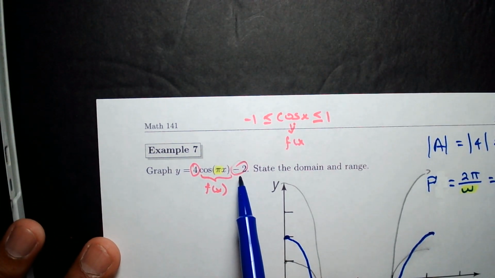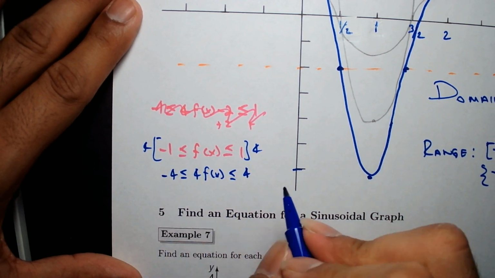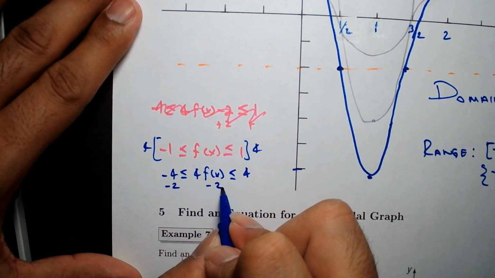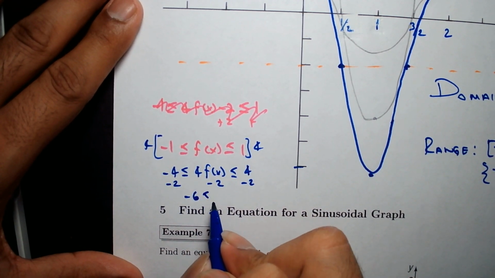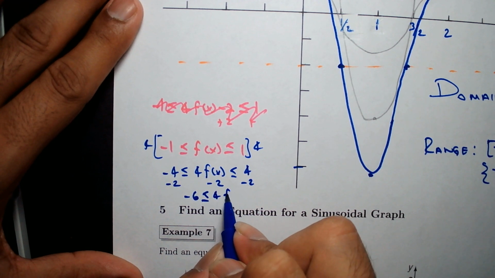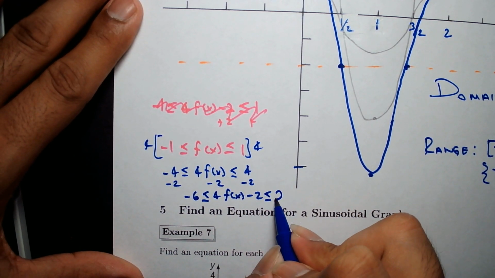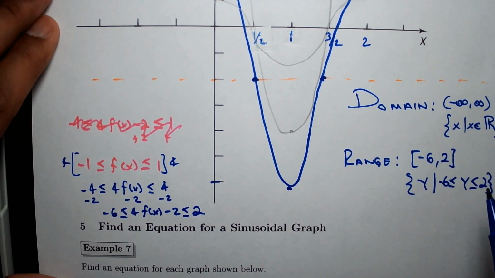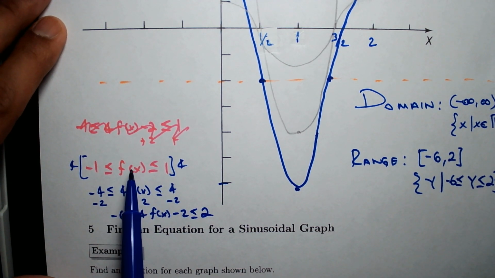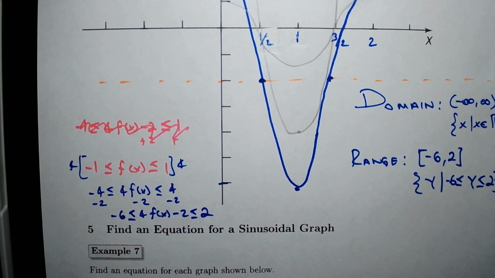And then I need to represent this negative 2, and all we do here is subtract 2 from the three sides, which is going to give us negative 6 less than or equal to f of x minus 2, and 4 minus 2, that's a 2, which is exactly this same range. All right, so our starting point is that cosine goes from -1 to 1, and then we do the transformations in a very similar way to what we did in chapter 2.